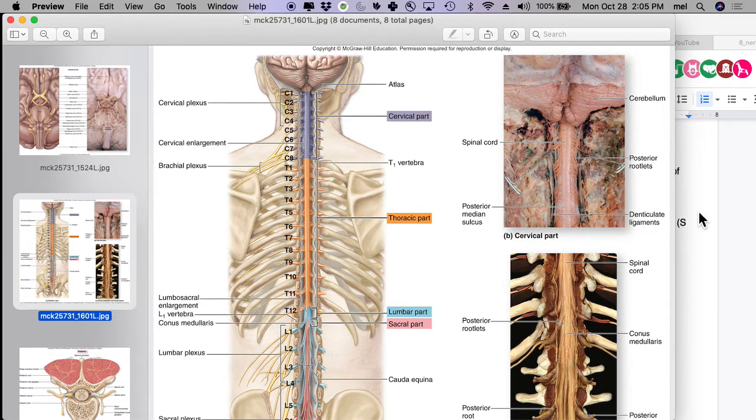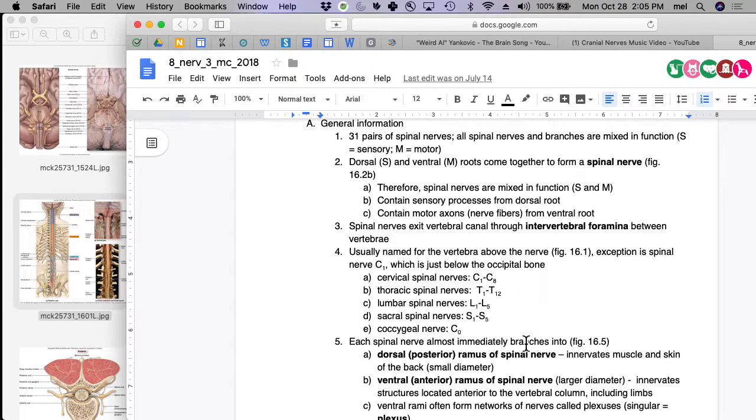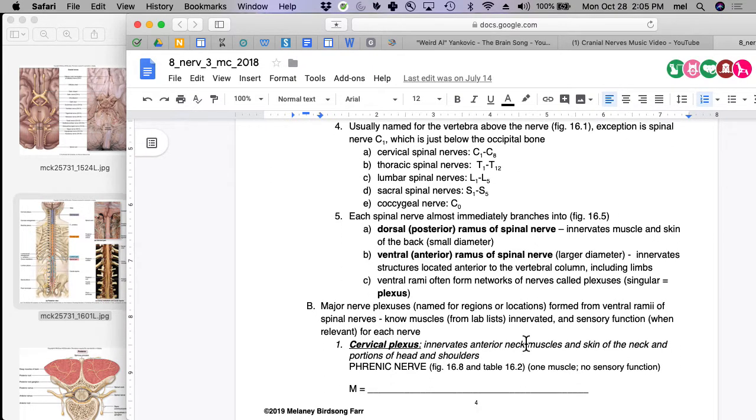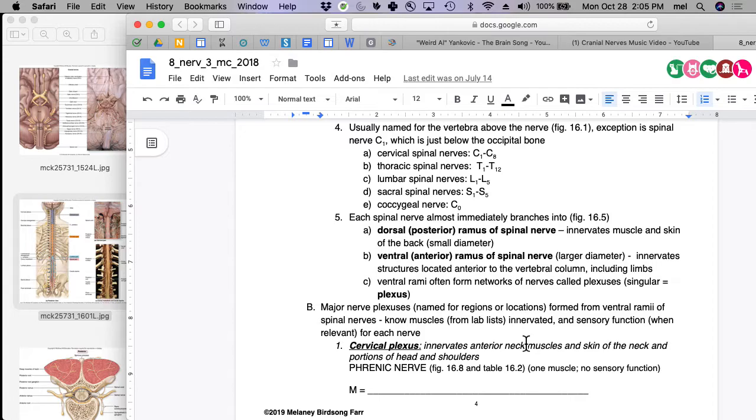Everybody good? Okay. They are usually, as I mentioned, named for the vertebra above them, with the exception of that extra cervical spinal one. And each spinal nerve branches almost immediately into a dorsal or posterior ramus and an anterior ramus. And the anterior ramus is going to innervate everything anterior to the spinal cord.